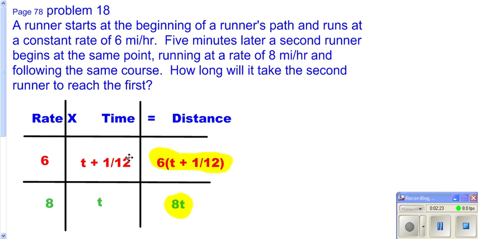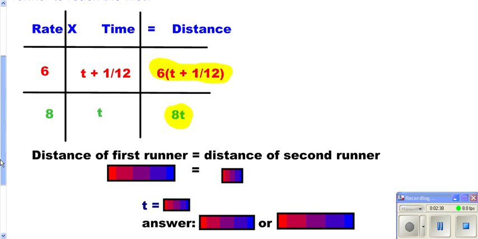However, since both runners did start at the same spot, and the second runner caught up to the first runner, and that was at the same spot, same instance, they both ran the same distance because they both ran the same path. So the distance of the first runner has to be equal to the distance of the second runner. So here's the distance of our first runner. Here's the distance of our second runner.